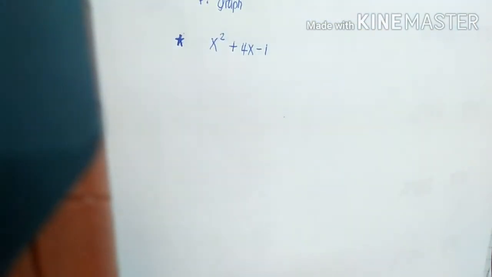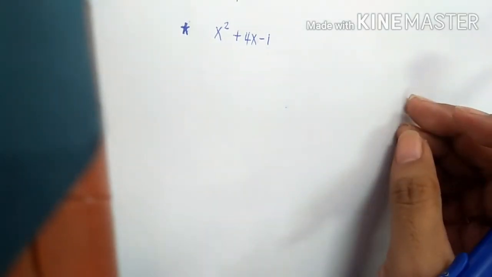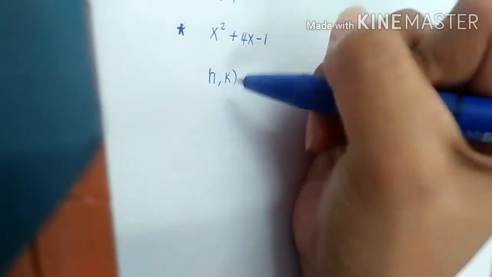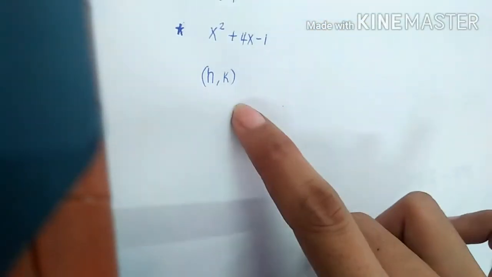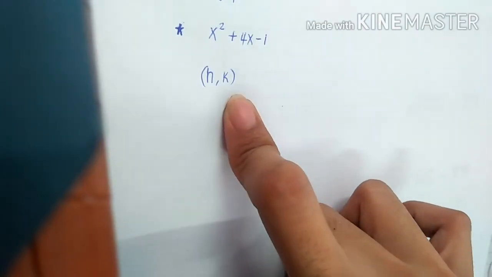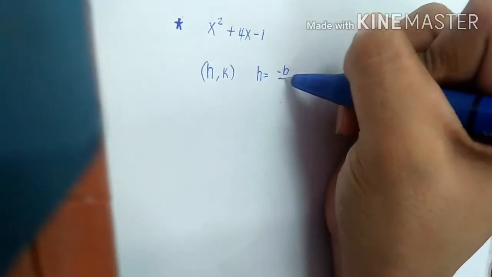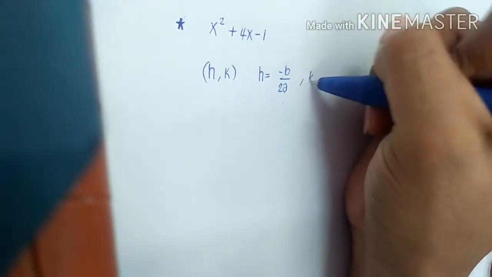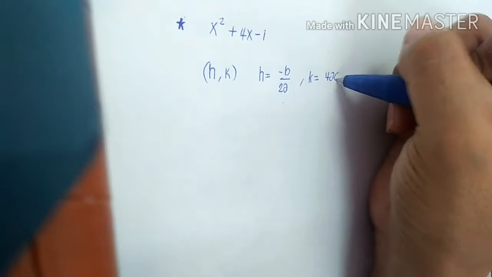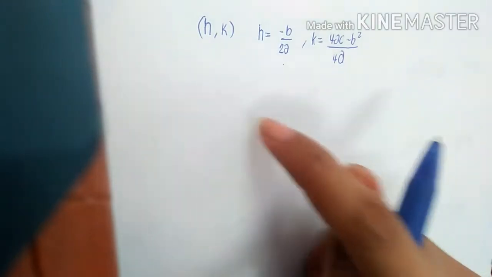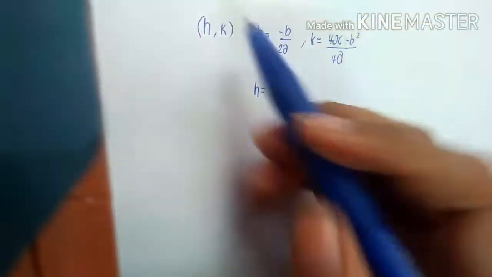How to get the vertex? As I have told you, we have a shortcut or formula for that. H and K is the location of the vertex of the parabola. So again, what is H? H is equal to negative B over 2A. And our K again is 4AC minus B squared all over 4A.